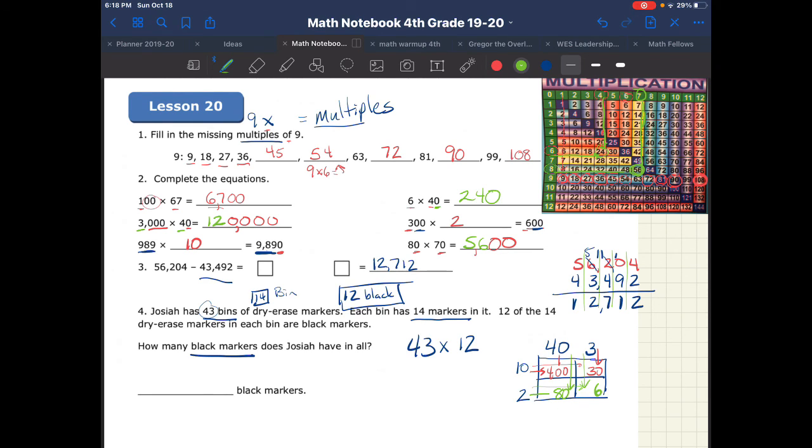Now we just have to add things up. 400 plus 30 is 430. And 80 plus 6 is 86. Add those up. 6 and 0 is 6. 3 and 8 is 11. And 4 and 1 is 5. 516. 516 black markers. That is a lot of markers.